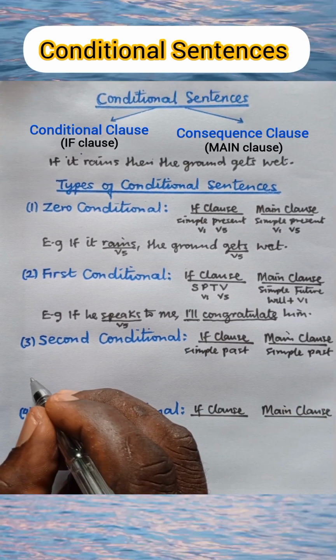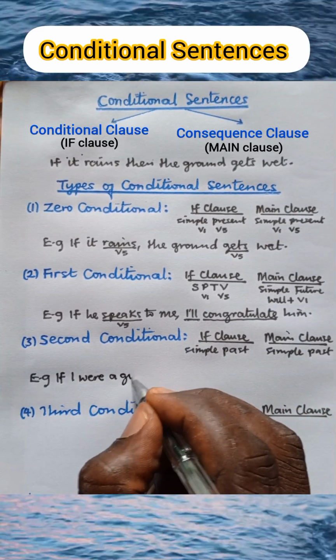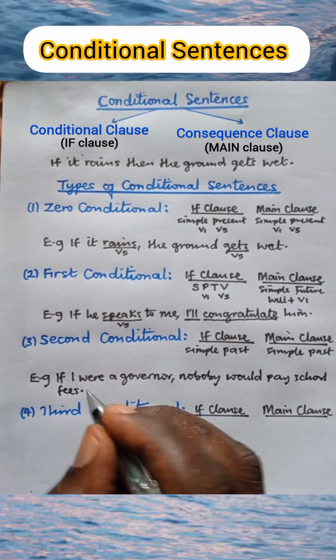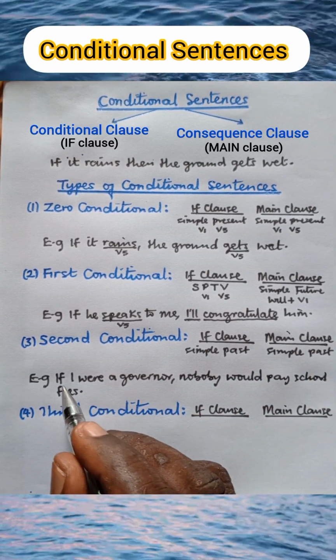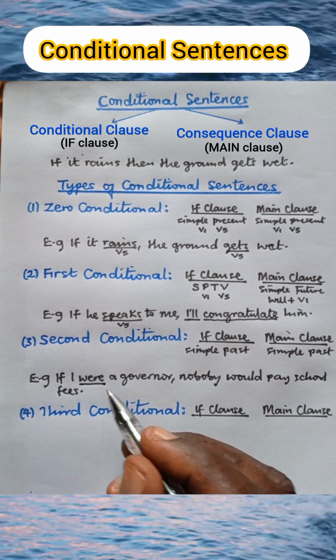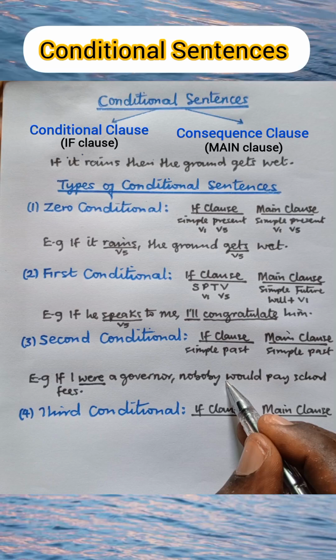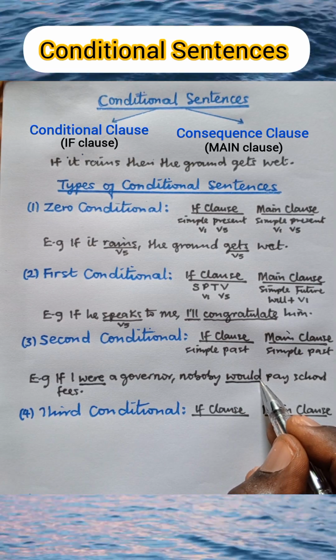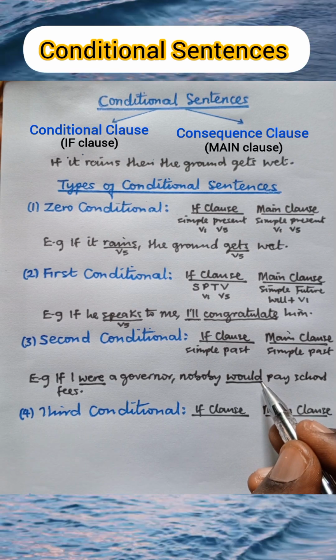Let's take an example. If I were a governor, nobody would pay school fees. Look at the if clause. If I were: a simple past tense, were. And notice that the verb in the main clause is also a simple past tense verb, would. If I were a governor, nobody would pay school fees.